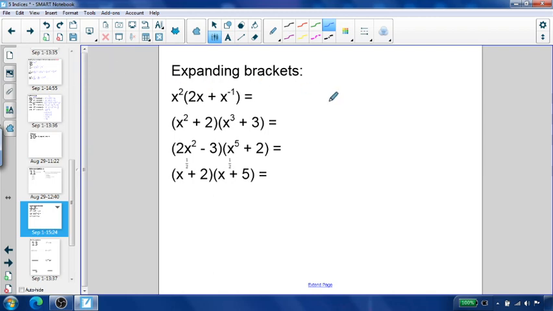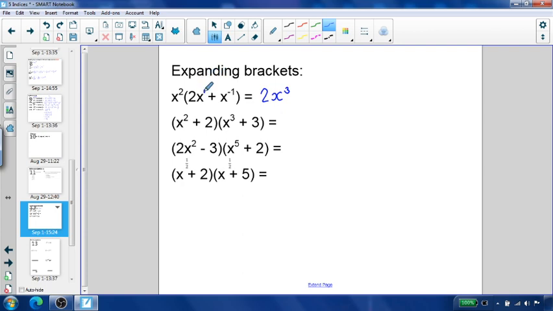In this video we are going to explore further questions containing indices. First we're going to look at expanding brackets. So for the first one I'm going to be doing x squared multiplied by 2x. Well, that is just going to be 2x cubed. If you don't know where that's come from, we can break it down.